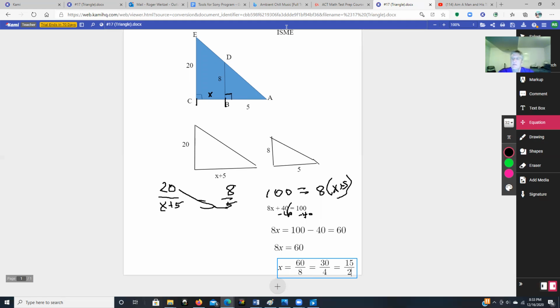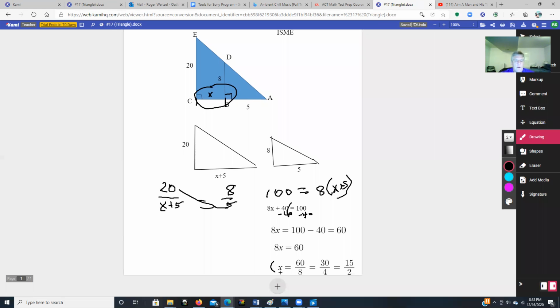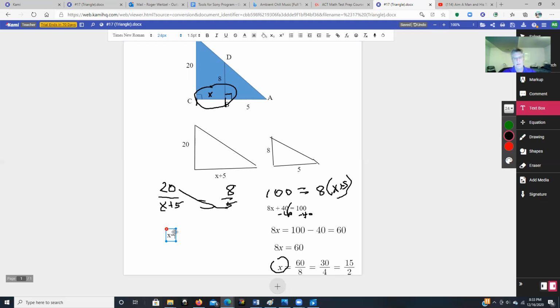All right. What have we solved for here? We got to bear in mind, what were we shooting for in the beginning here? So we wanted BC. Is that what we solved for? BC is this. So that's what we solved for, X. So we can say that our answer is going to be X is equal to 15 over 2, which is equal to 7.5.